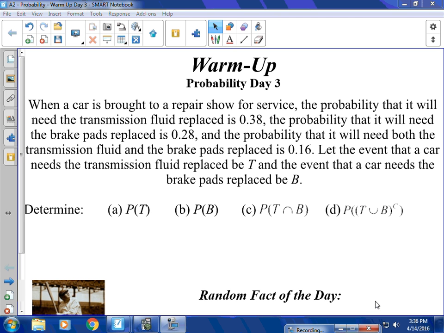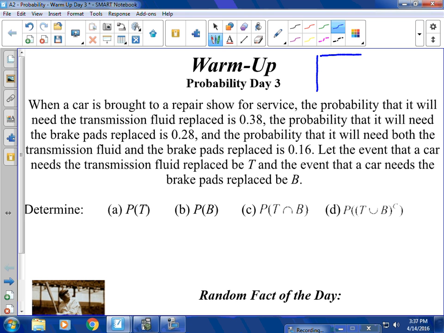Okay. This is a good question to do as a Venn diagram because you've got overlap. You've got transmission fluid, you've got brake pads, and you've got some that need both. So that's kind of how you know that a Venn diagram might be the way to go. Let's start by making a Venn diagram. And we'll call this T, that's transmission, and brake pads, we'll call that B over here.